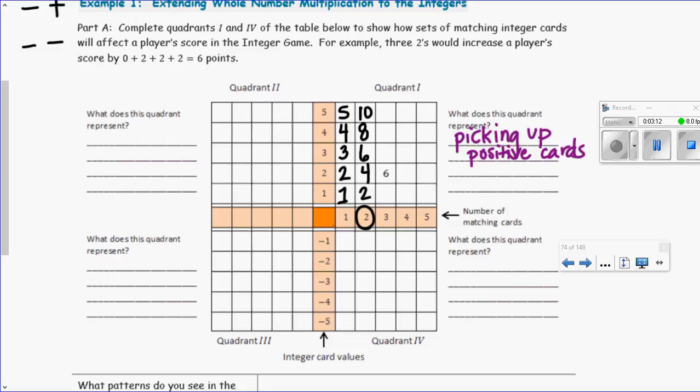Pause it and then unpause it and see how you did with the rest of them. The next row you can do, and you don't have to go in order. You can pick which order you want to go in. So if you want to do the 3s next, or maybe you even want to go across and do these ones next, that's up to you. So pause it and then unpause it and see how you did.